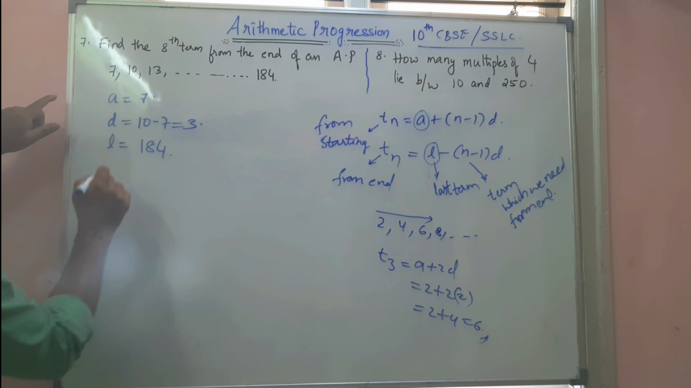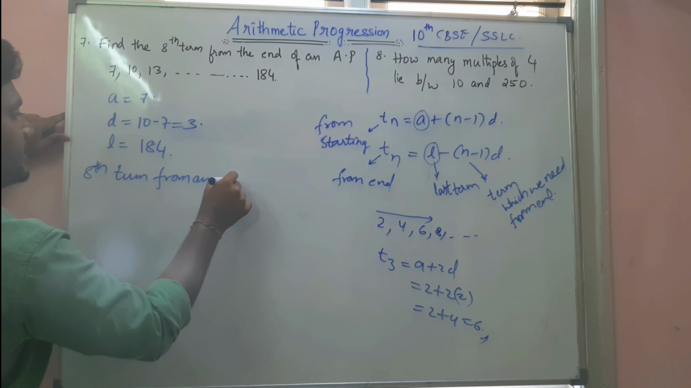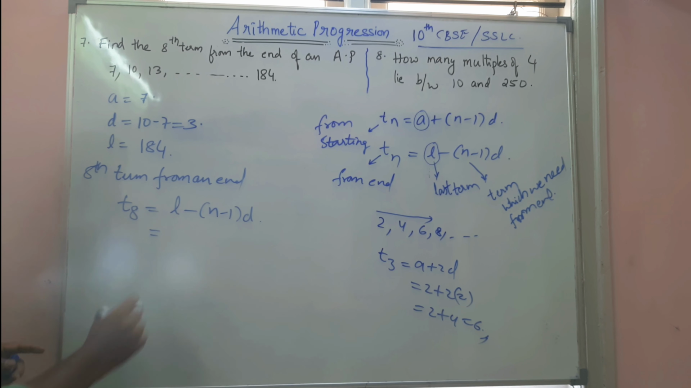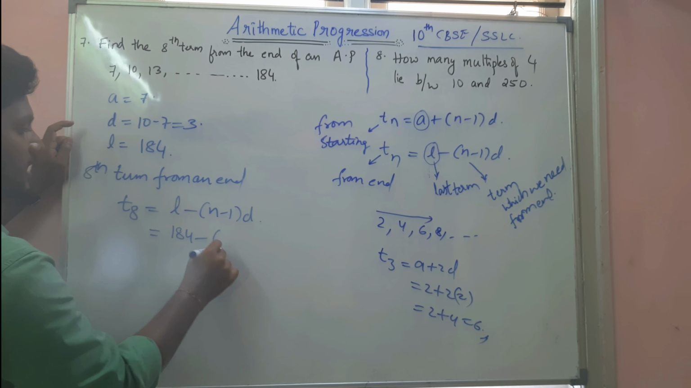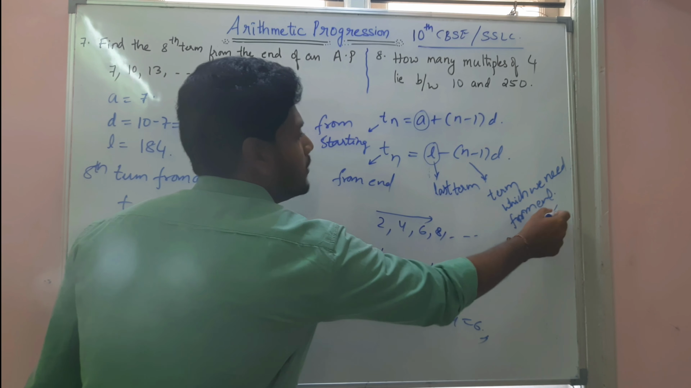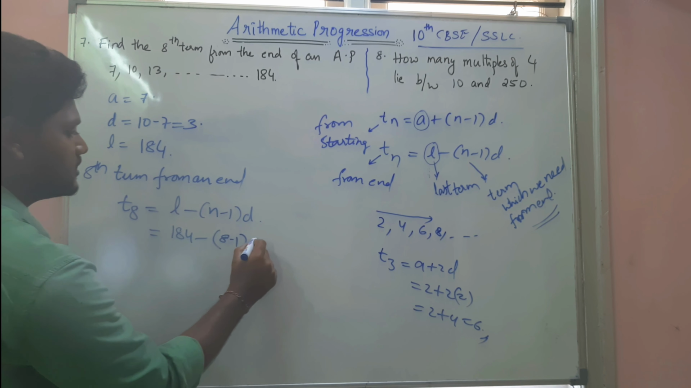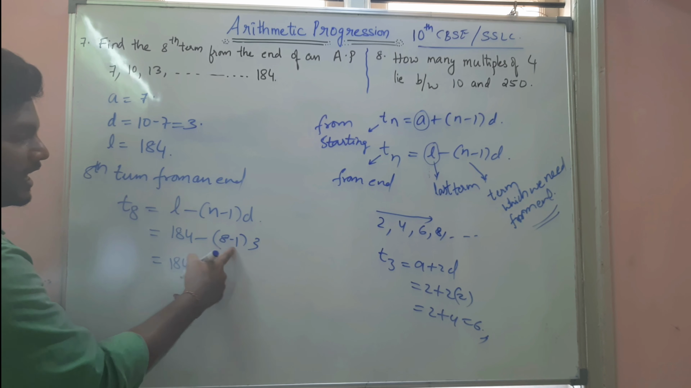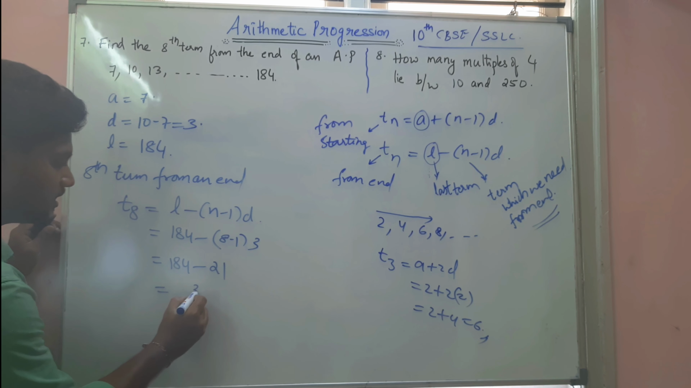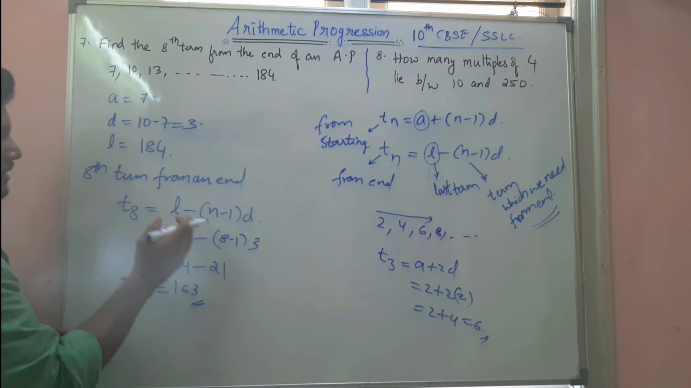Now we need T8, nothing but the 8th term from the end. The T8 formula we know, that is L minus (n minus 1) into d. Here L is the last term, we know that is 184, minus (n minus 1). What is n? n is which term we need from the end. So we need the 8th term from the end. So it will be 8 minus 1 into d. d is the common difference, 3. So 184 minus (8 minus 1), 7 times 3 is 21. So 184 minus 21, that is 163. So 163 is the 8th term from the end.